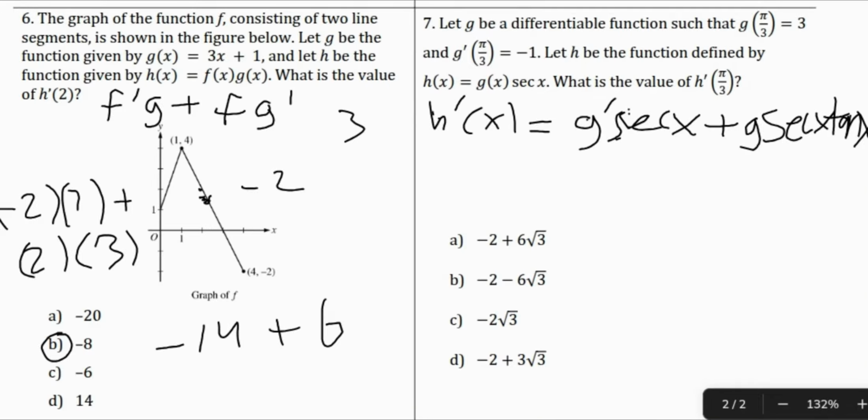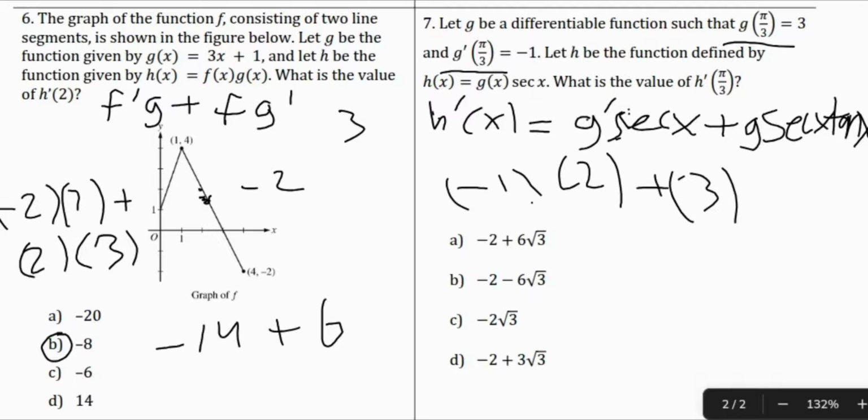So plugging in for pi over 3, we have g prime of pi over 3 right here, which is -1, times secant of pi over 3, which is just 2, plus g of pi over 3, which right here says it's 3. And then we have secant of pi over 3 once again, which is just 2. And then we have tan of pi over 3, which is just √3.